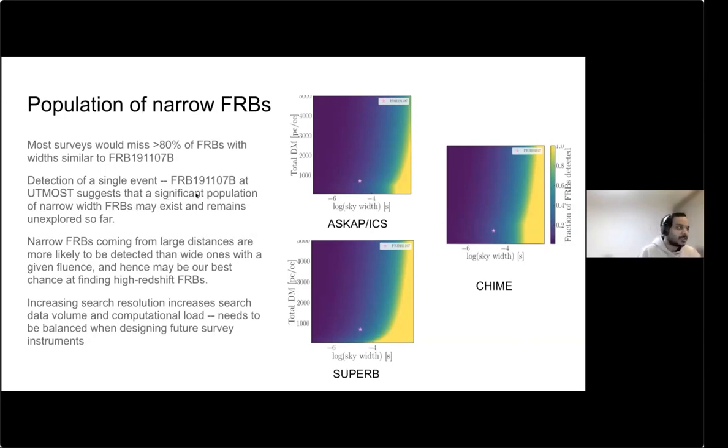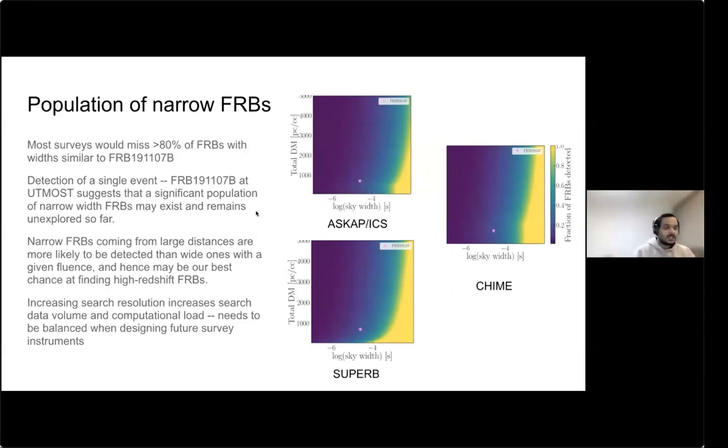So this is important to keep in mind, and probably future surveys should be designed with trying to explore the narrow width FRB population. This point becomes more important when you realize that at a given fluence, narrow FRBs coming from large distances are more likely to be detected than the wide ones, simply because they will have a higher signal to noise with a constant fluence. And therefore, our best chance at finding high redshift FRBs may be these narrow width FRBs.